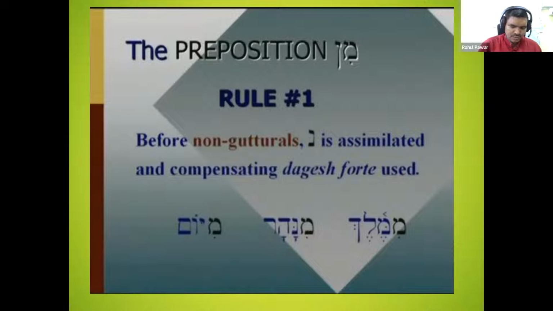I will explain to you how this rule works on the whiteboard. Here, if you see, this melek is there. Melek means king. Now, I have to attach the preposition min to it. So, what will happen? Nun from the min will be assimilated, and for the compensation of that nun, dagesh forte or a doubling dagesh is placed in the first root letter of the word.